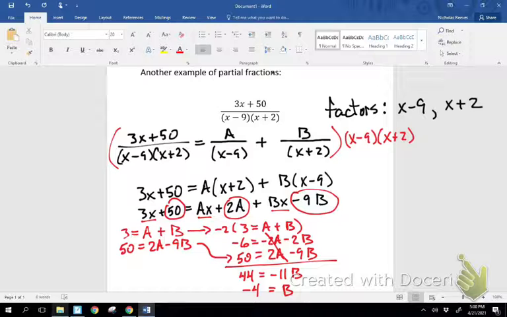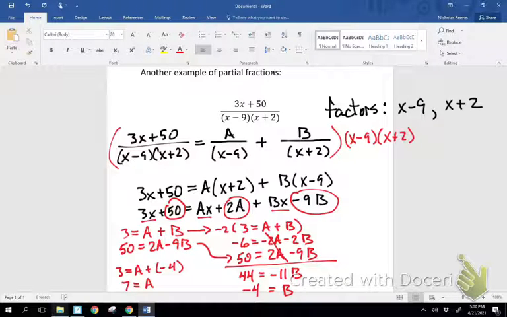And then we're practically done. Plug negative 4 into either of the original equations. I'm going to plug it into the first. 3 equals a plus b, and plug in negative 4 for b. So a is 7.